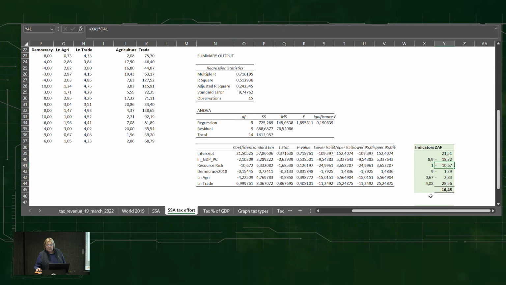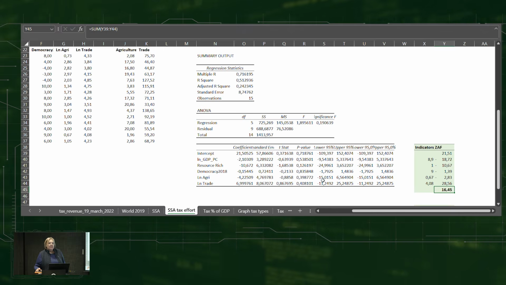And then you'll do this again for resource rich. So you'll take the resource rich coefficient and multiply it with the indicator, and you will get a value. And so for democracy as well, you get a value. And for agriculture, you will get a value, and for trade you'll get a value. If you add up all these values, you get your tax to GDP ratio.